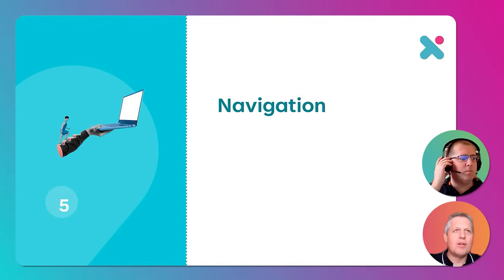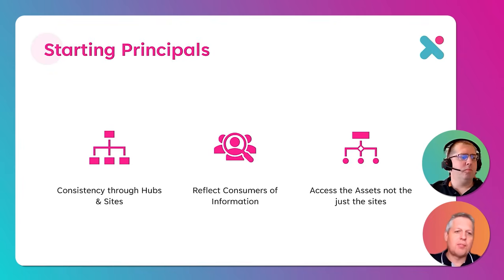Ben, so starting principles, I know that when you look at navigation, you talk about consistency. So if I'm moving between hubs and sites, I still know where to find things because we structure things in a similar way in terms of navigation. I think we're going to see this in a second. The second point is thinking about who's actually going to use this navigation, the consumers of information. So let's talk about news. We're probably more focused on the people who are reading the news rather than the small number of people who have to create news.